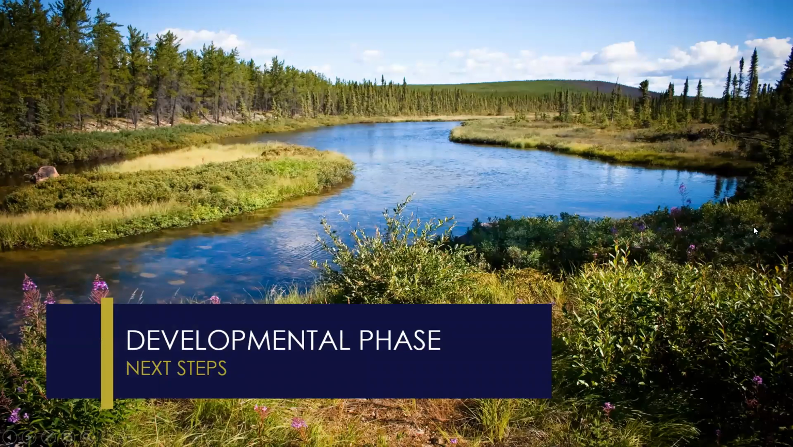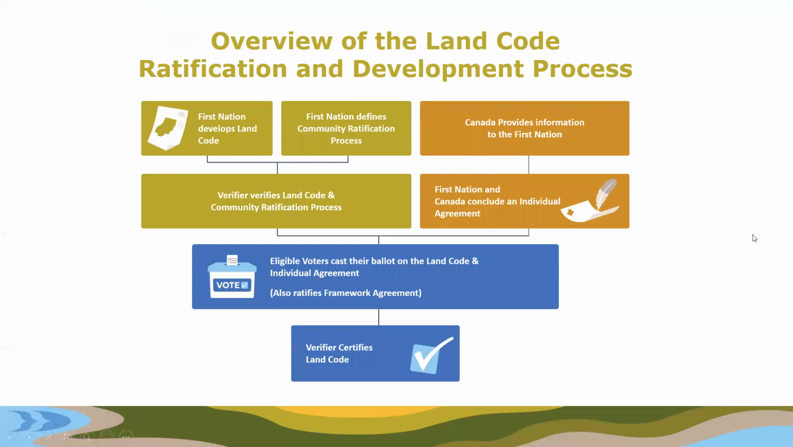So just moving along here to the developmental phase. This is a visual just to show what the developmental phase looks like. There's a lot more to it, but this is just a really simple breakdown of the major chunks that have to be worked on. So your First Nation is responsible for pulling together a land code, working on that, involving the membership's input in really crafting that to make it your own and make it reflect your community's values and culture and way of doing things. And then you'll also be working on what's known as a community ratification process. So it's just really the voting rules.